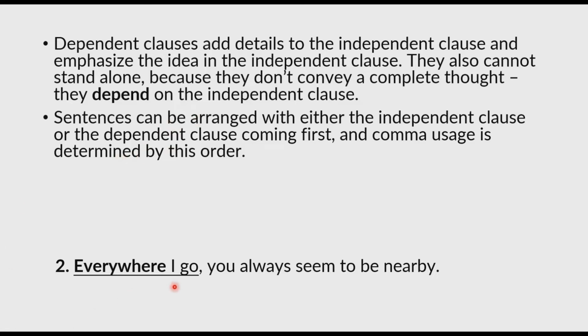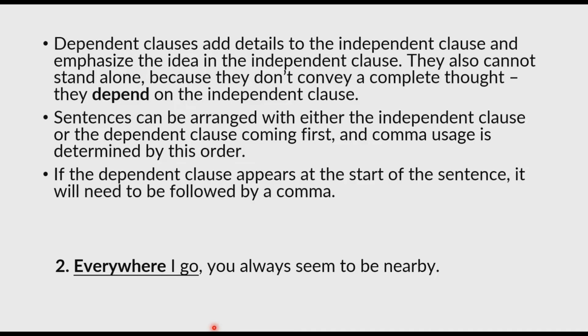Sentences like the example here below can be arranged with either the independent clause or the dependent clause coming first, and comma usage is determined by this order. So since in this sentence our subordinate clause is at the beginning of the sentence, we use the comma to separate our dependent and our independent clause. When the dependent clause appears at the start of the sentence, it will need to be followed by a comma.